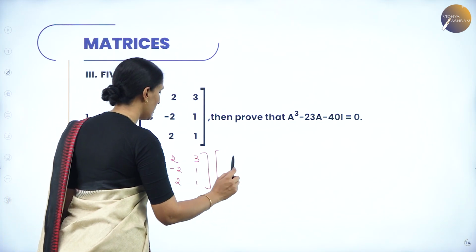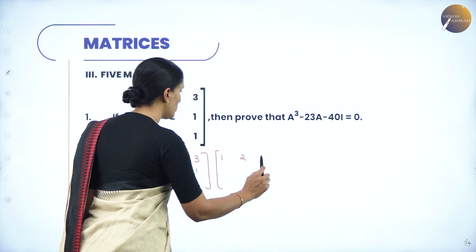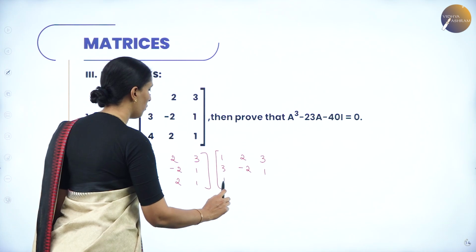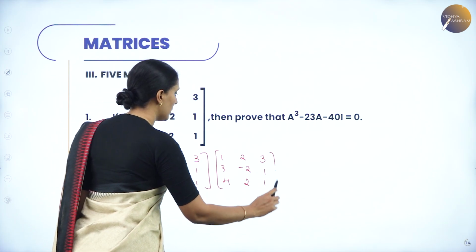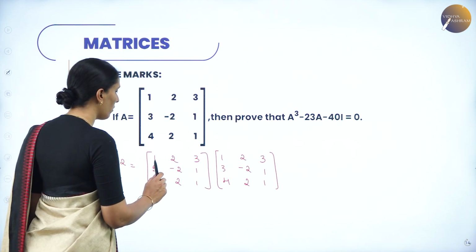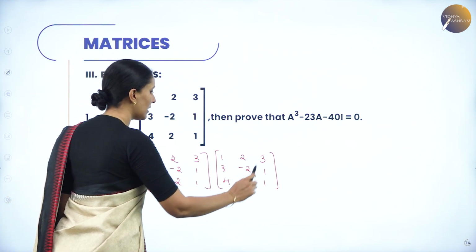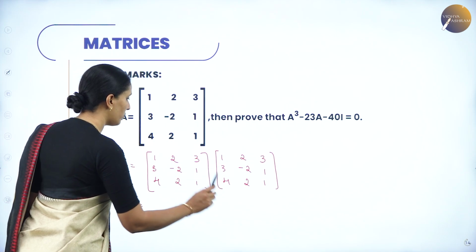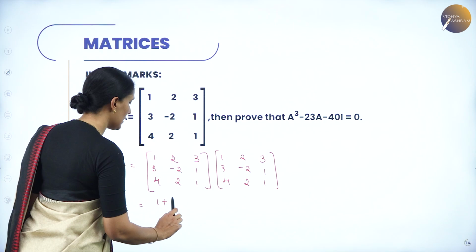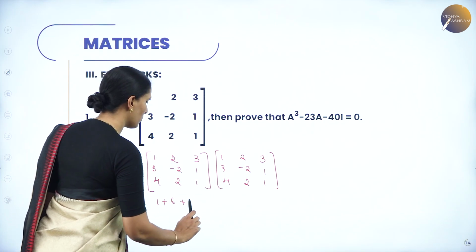So A into A again. So 1, 2, 3, 3, minus 2, 1, 4, 2, 1. So let us recall how we are going to multiply this. We always take first row with all the 3 columns. So first row into first column: 1 ones are 1 plus 2 threes are 6 plus 3 fours are 12.